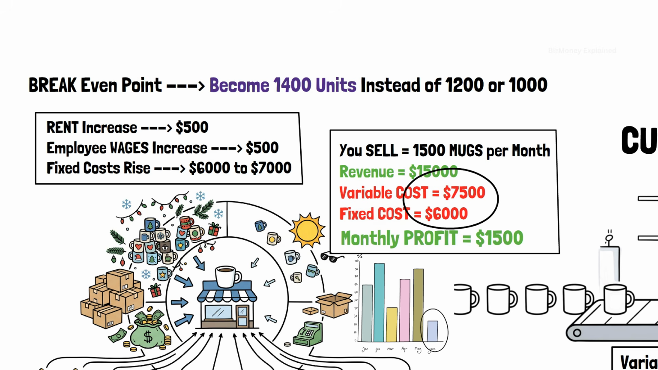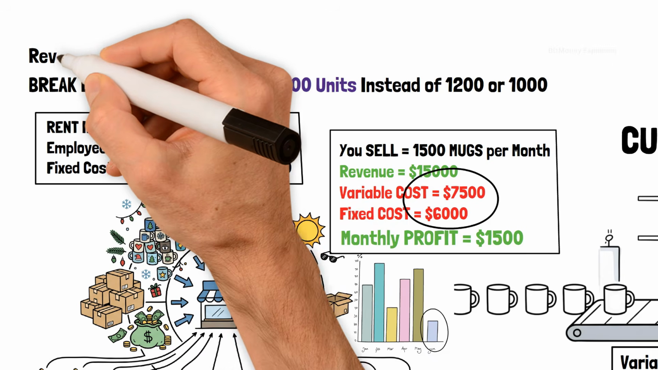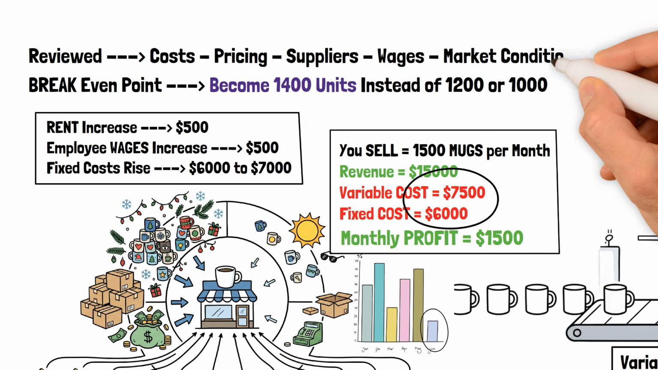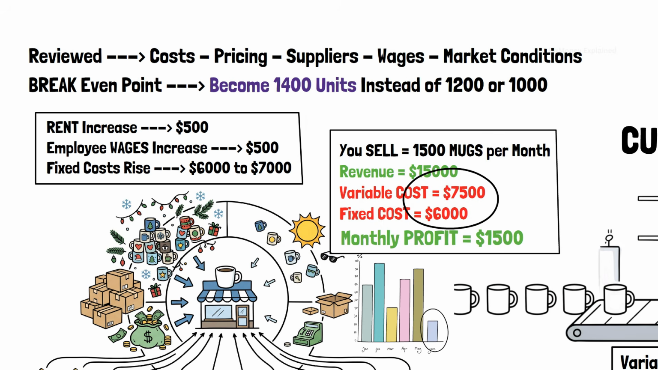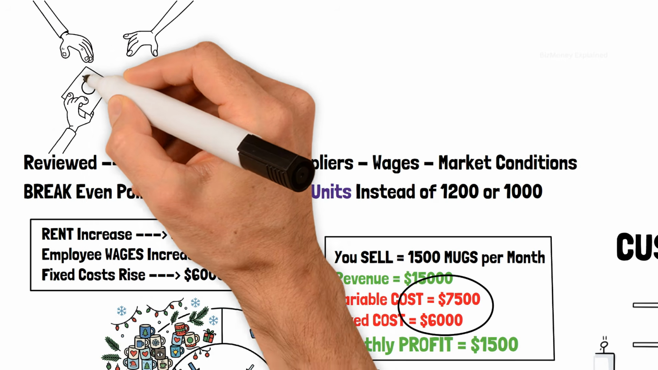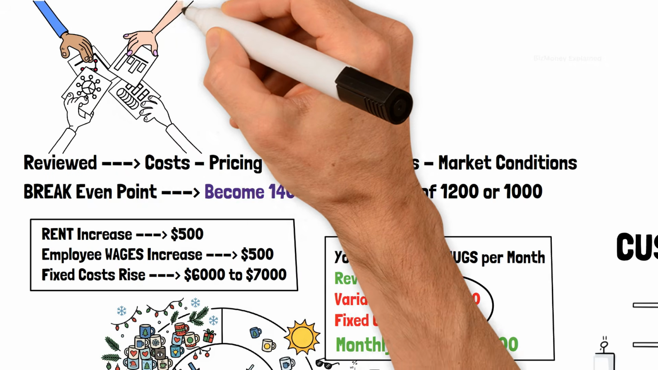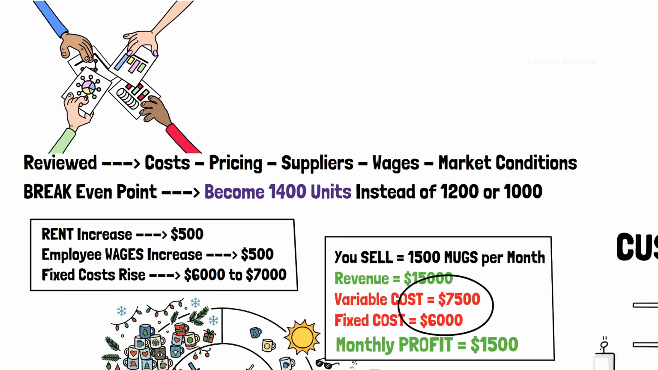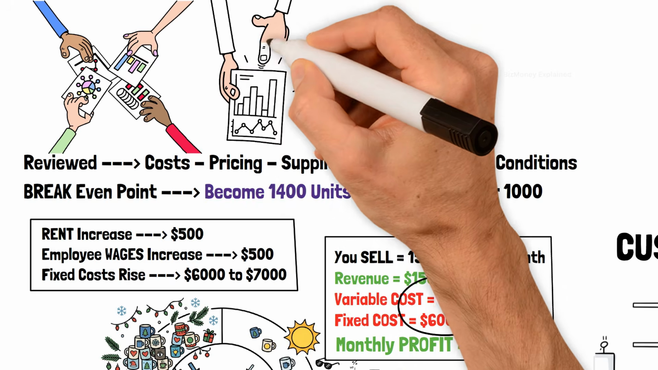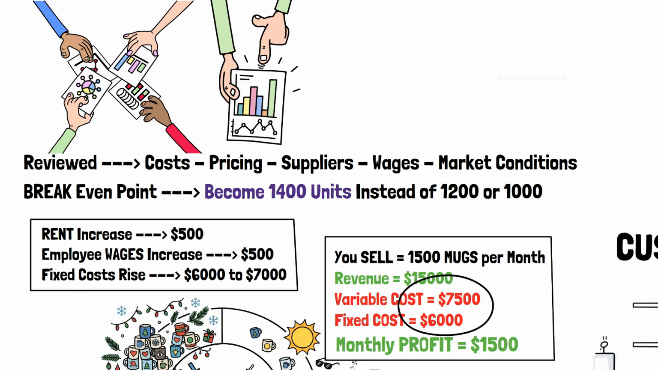Accurate break-even analysis is not a one-time exercise. It should be reviewed regularly as costs, pricing, suppliers, wages, and market conditions change. The most successful business owners track break-even levels every month because it helps them make better decisions about pricing, hiring, marketing, inventory, and expansion. It also removes guesswork. Instead of wondering whether sales are good enough, you know the exact target required to keep the business healthy.